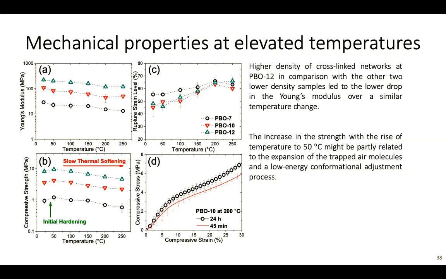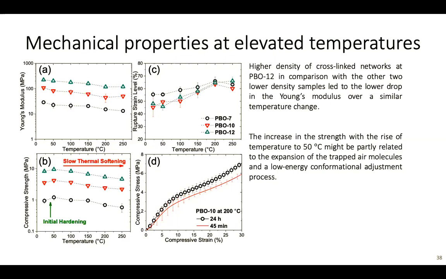We compared 24 hours to 45 minutes of soaking, and we saw that the material at 24 hours of temperature soaking has stiffer properties, just because the material has room to expand and reconfigure itself to become stiffer. But the majority of experiments have been done with 45 minutes.